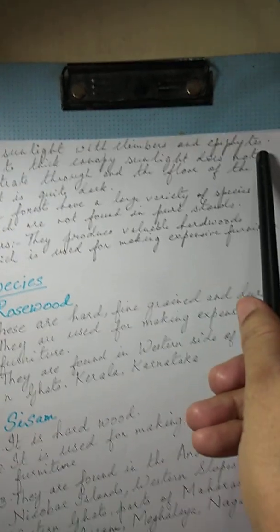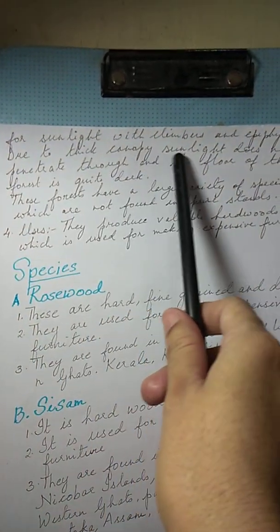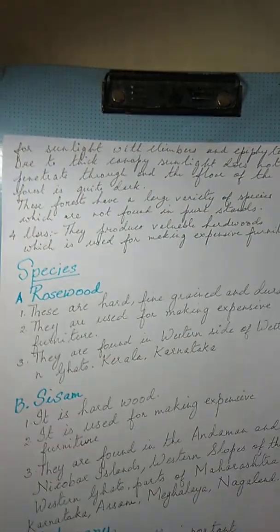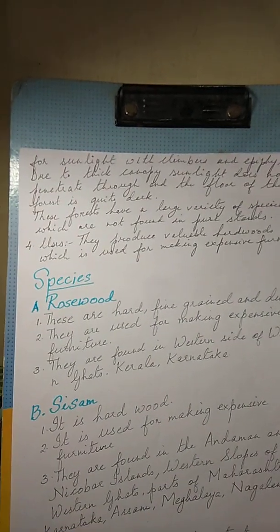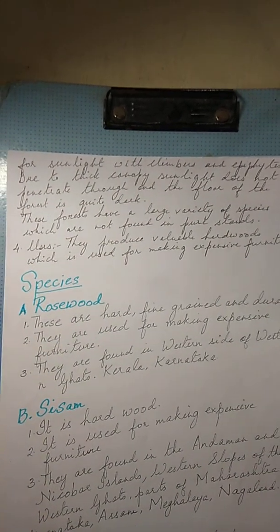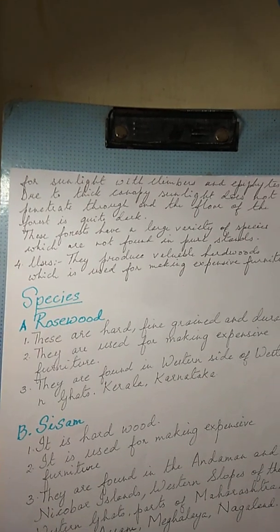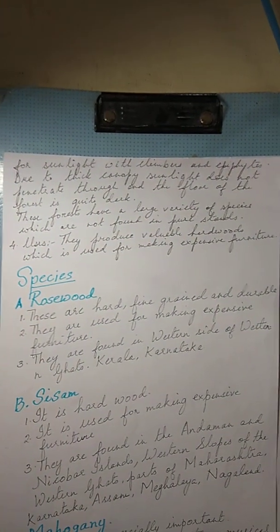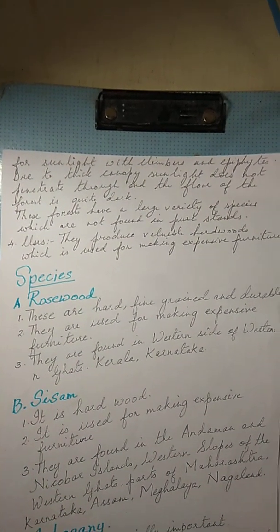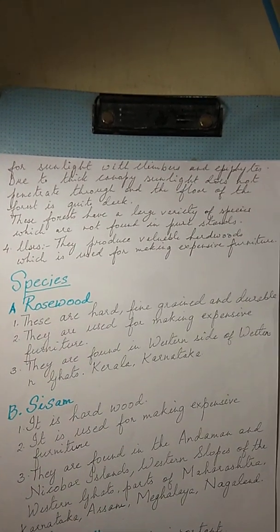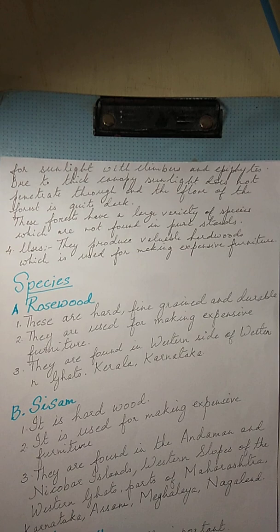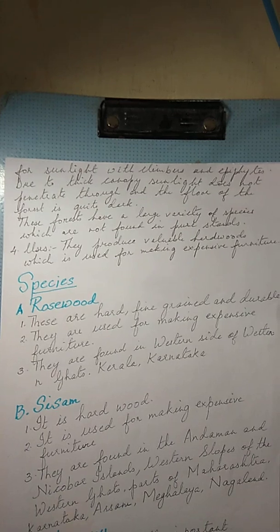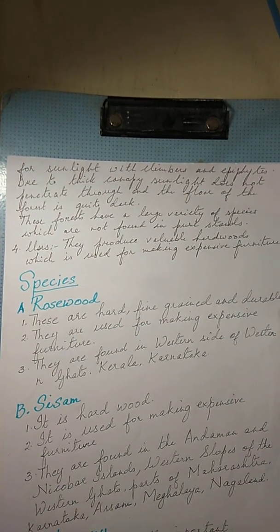With climbers and epiphytes. Due to thick canopy, sunlight does not penetrate through and the floor of the forest is quite dark. It is because the trees are characterized by dense growth of trees with varying heights competing for sunlight. If you look at a tropical evergreen forest, children, from an aerial view, you will find it displays a layered structure with short height trees, medium height trees and the tallest trees, and they are so very dense.